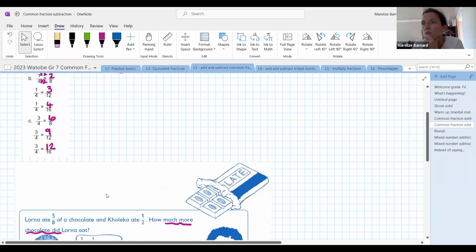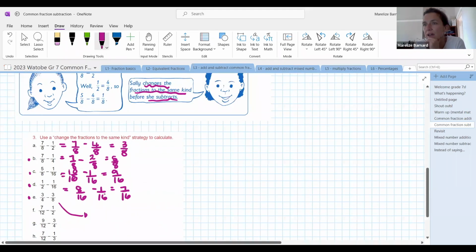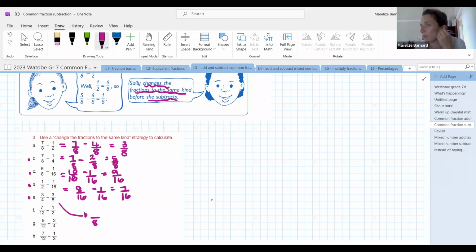And the last one, 3/4 minus 3/8. So 3/4 minus 3/8. We're going to make the quarters into eighths. So how many eighths will there be in a quarter? In a quarter, there's 2/8. So in 3/4, there will be 6/8. And that gives me 3/8.